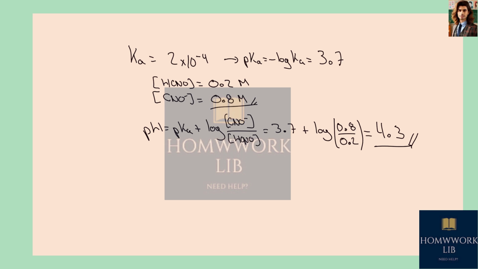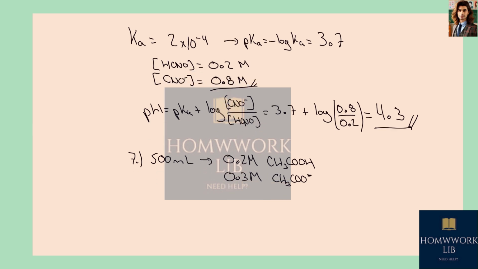So now for the next question, question 7, we are going to have a buffer that is 500 milliliters and contains 0.2 molar of acetic acid, CH3COOH, and 0.3 molar of acetate, CH3COO minus. And we're asked what will be the pH of the solution after we add 20 milliliters of 1 molar NaOH.